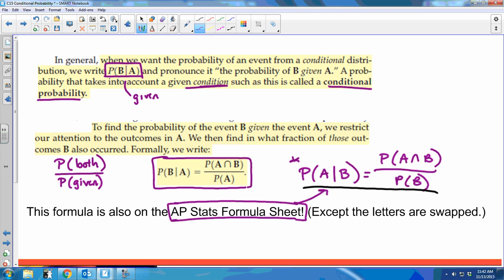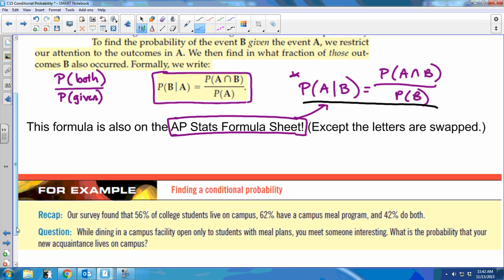So let me give you an example about where this would be important to use. In a survey that they talked about in the book, they found that 56% of college students live on campus, 62% have a campus meal program, and 42% do both, campus meal program and live on campus. All right, so I have 3 percentages. I don't have a table this time. And it says, while dining in a campus facility open only to students with meal plans, you meet someone interesting. What is the probability that your new acquaintance lives on campus?